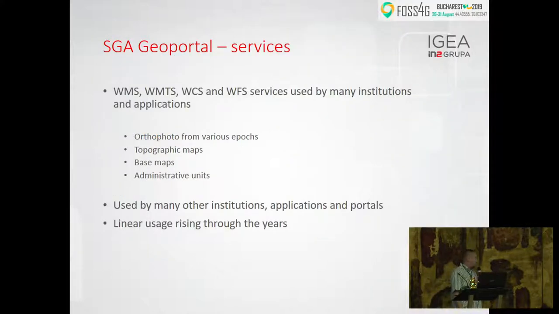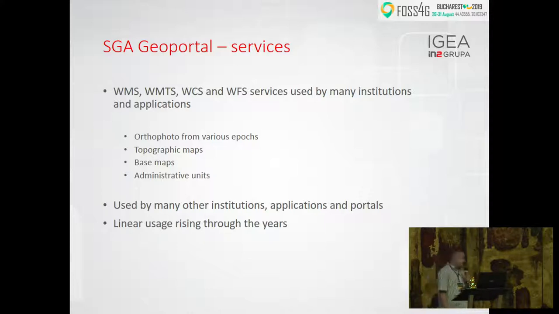Another main and now most important component is the services. Through the years, more and more institutions started to use WMS, WMTS and WFS services because they are fast and reliable, and the GeoPortal provides the main building blocks for almost any GIS application in the country. It provides orthophoto from various epochs, topographic maps, base maps, administrative units, cadastral data, and so on. It is used by many other institutions, applications, and portals. There is almost no portal or application that doesn't use some of the datasets from the GeoPortal. So we are practically very important for all others.